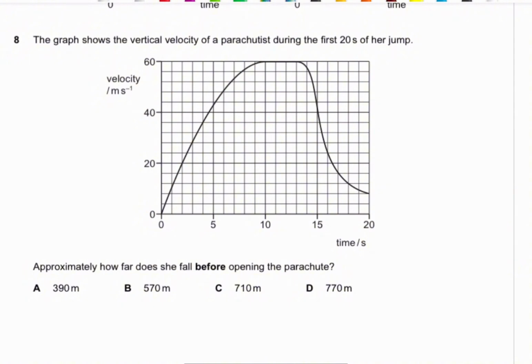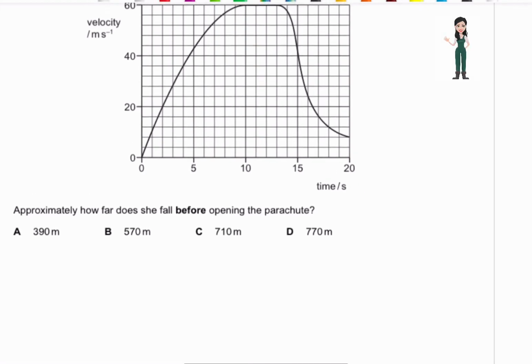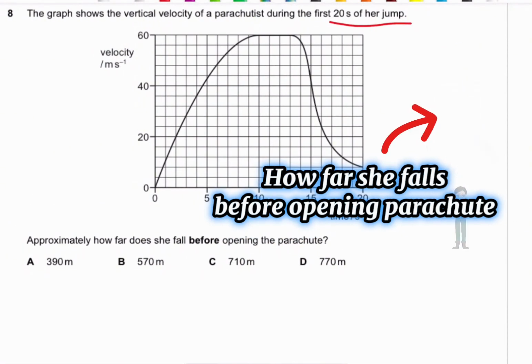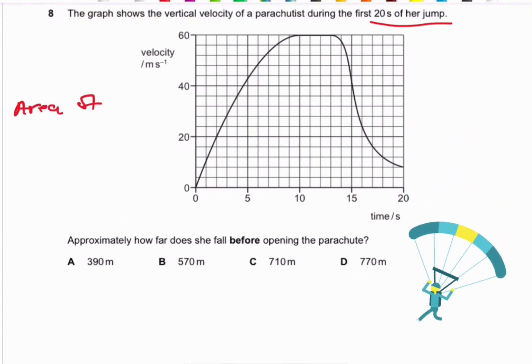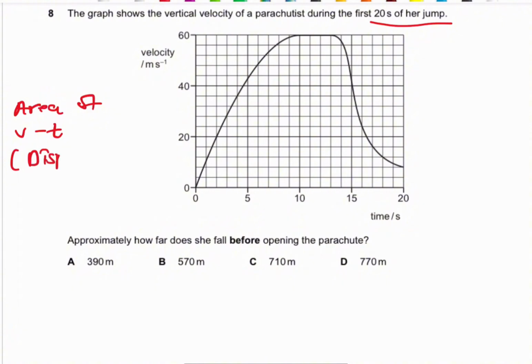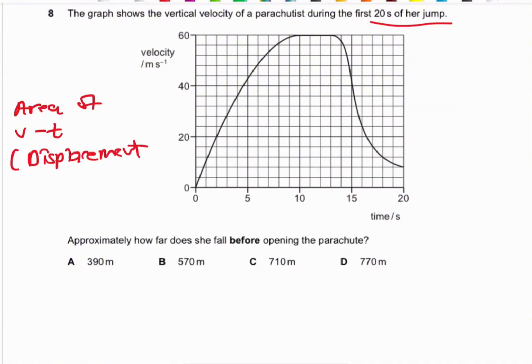Moving to question 8. We're given the vertical velocity of a parachutist during the first 20 seconds of her jump, and we've been asked approximately how far she falls before opening the parachute. You need to know this. The area of a velocity time graph represents the displacement. That's very important. So how do you find the displacement? It is the area underneath this graph.